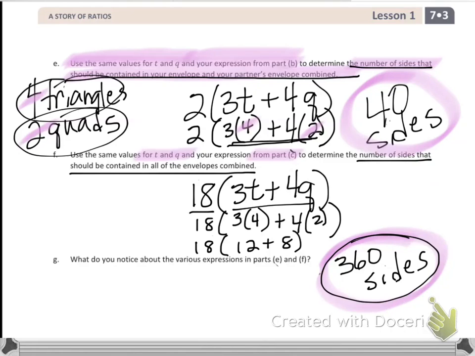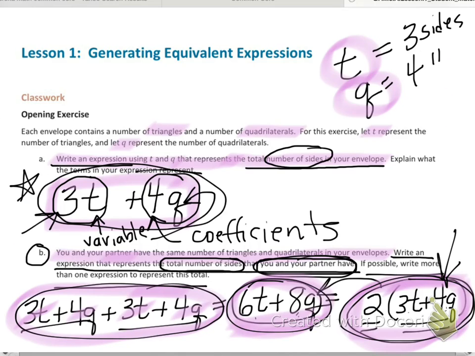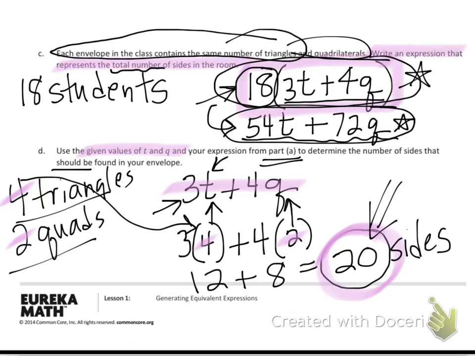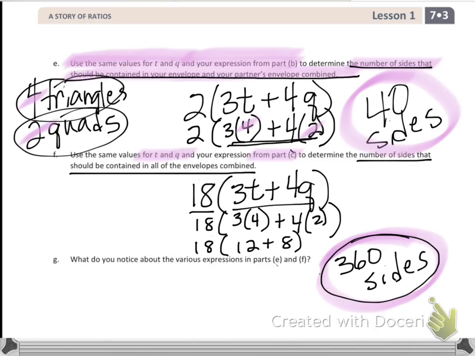Well, the last question, G here, says, what do you notice about the various expressions in parts E and F, and again, I didn't necessarily require that you use different expressions, but it's going to look just like here. What do you notice about these two expressions here? This one and this one. Well, they're equivalent, okay, because they're going to come up with the same value. So let's go ahead and plug this one in right here.